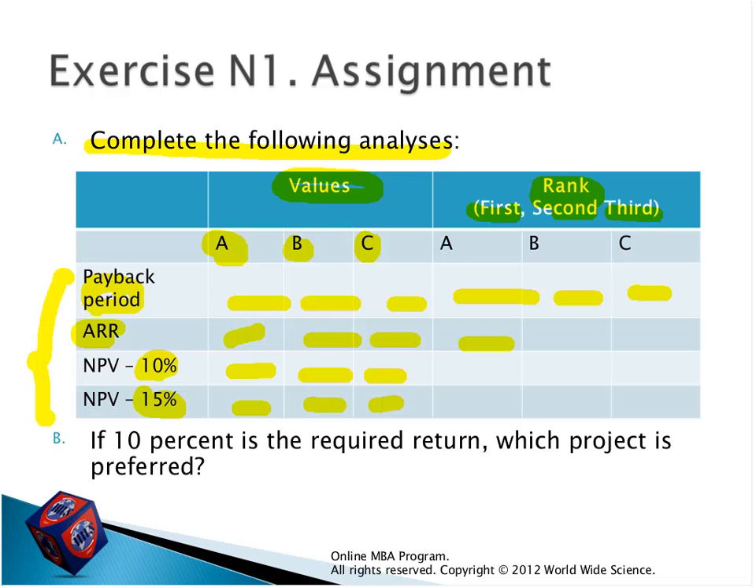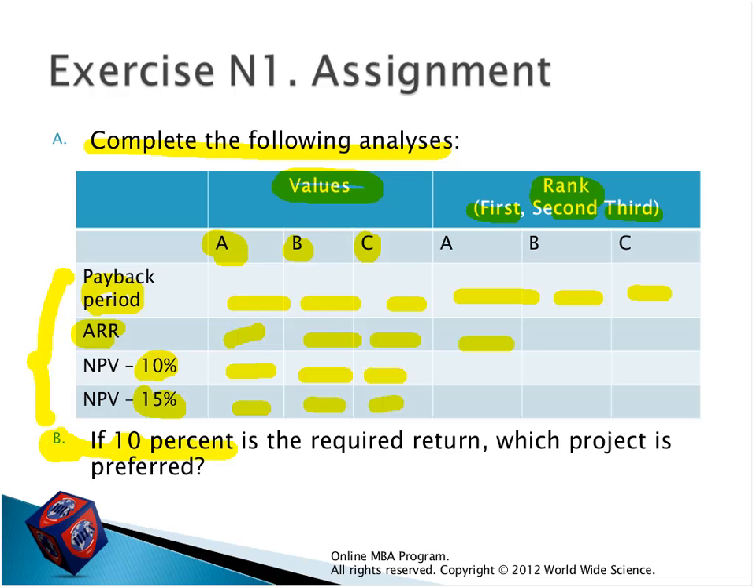Then question B asks you, if 10% is the required return, which project is preferred? At the net present value of 10%, you have to give me the answer. So first of all, in this assignment, you have to fill up all the blanks to find all the payback periods, ARRs, NPVs over the 3 different projects, right?